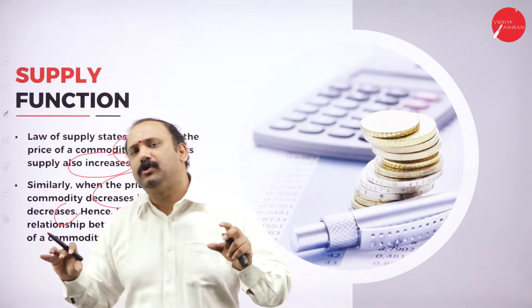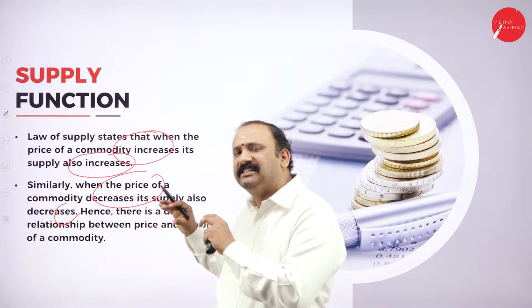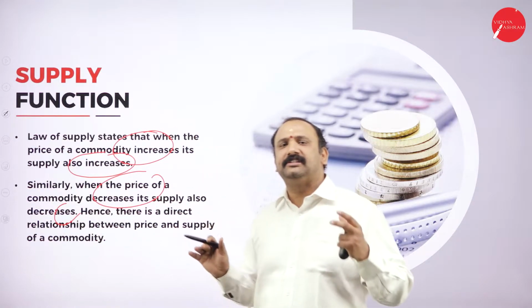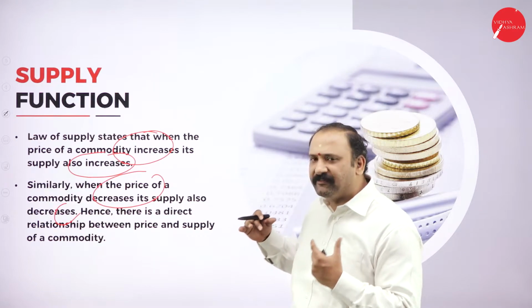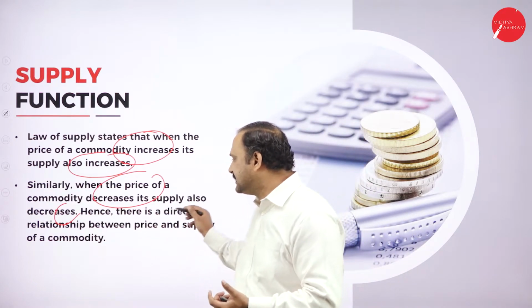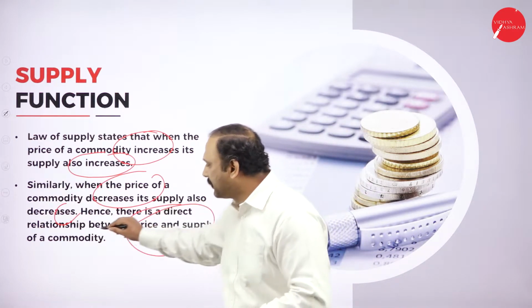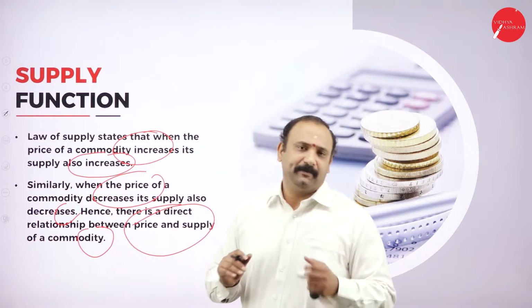Market will also not supply that product. They will just leave it. They'll feel that, okay, this is not what we are looking into, and they will just go away from it. Hence, this is a direct relationship between price and supply of commodity.